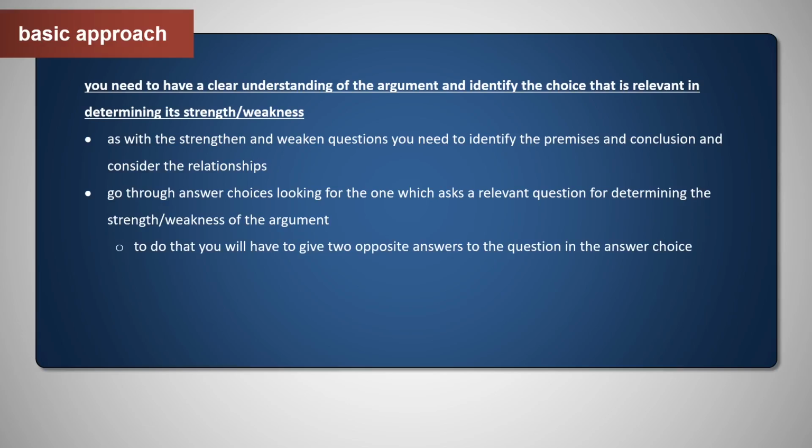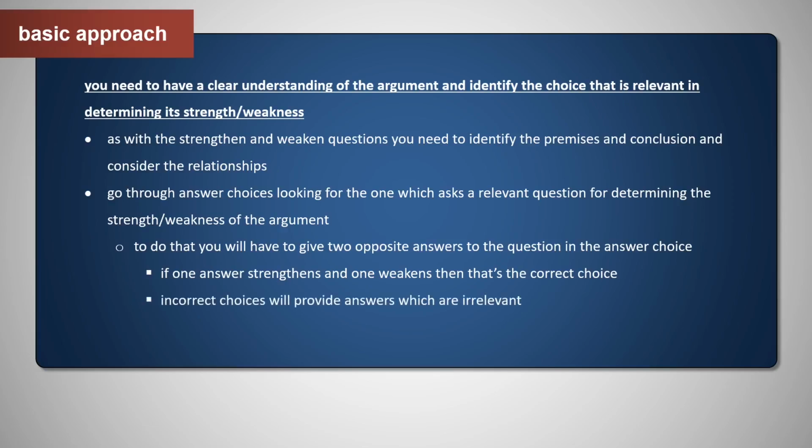To do that, you will have to give two opposite answers to the question in the answer choice. If one answer strengthens and one weakens, then that's the correct choice. So the question which generates two opposite answers which have opposing consequences for the argument, where one strengthens and one weakens, that's the correct answer. Incorrect choices are going to provide answers which are irrelevant. They'll pose a question, you'll give two opposite answers, but the answers won't actually do anything for the argument.